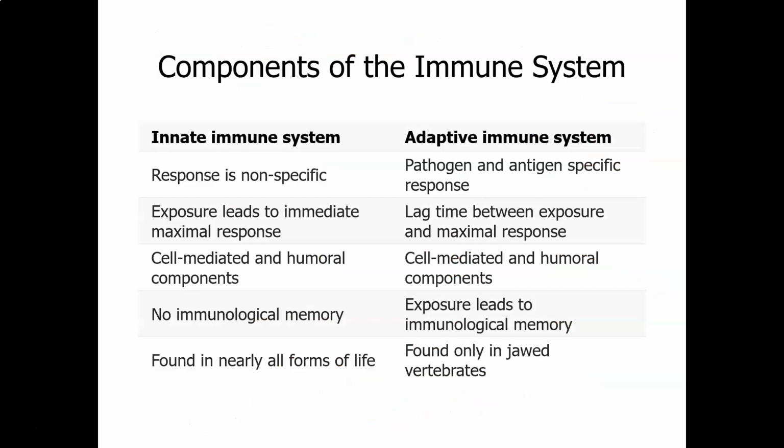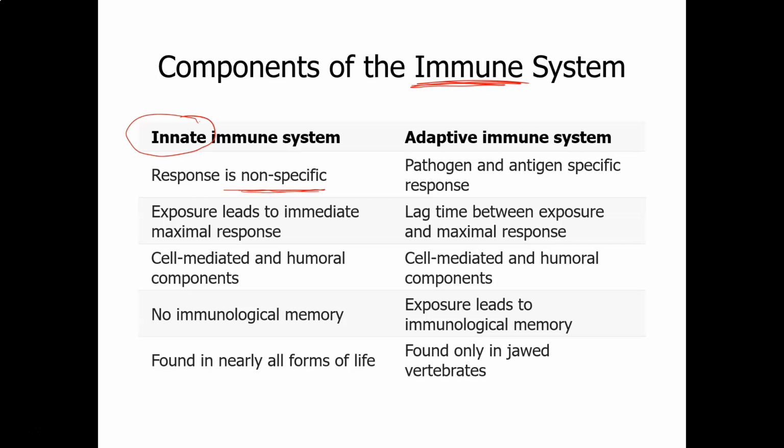All right, now the immune system is composed of two separate parts. It's composed of the innate immune system. That part of your immune system is non-specific. That means it is going to respond to anything foreign. It's going to respond to anything that it views as not part of your body.